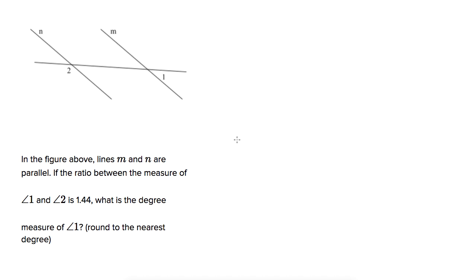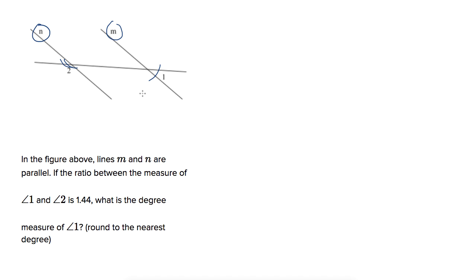This is Ben from Testive, and we're solving a math problem, a geometry problem involving lines and angles. It tells us that in the figure above, lines M and N are parallel. And it says if the ratio between the measure of angle 1 and angle 2 is 1.44, what is the degree measure of angle 1, rounded to the nearest degree?